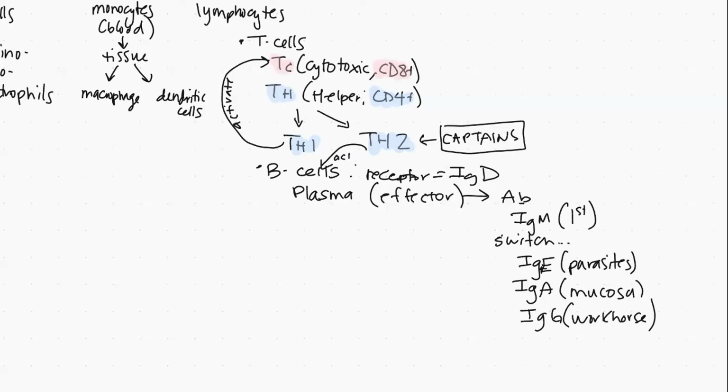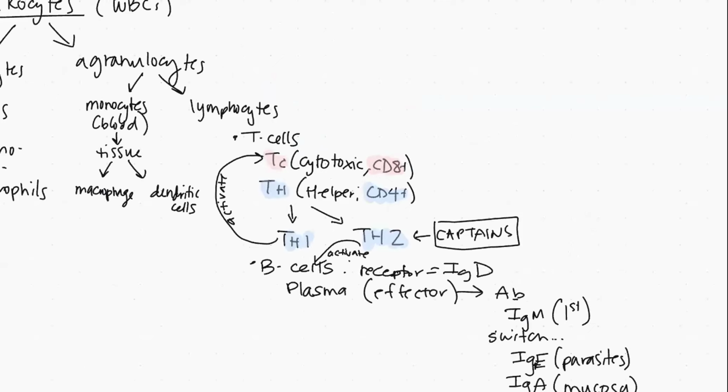Okay, so we come back up to our T cells and we look at CD8 and CD4. CD8 sees MHC1 that's bound with antigen. CD4 sees MHC2 that is bound to antigen.